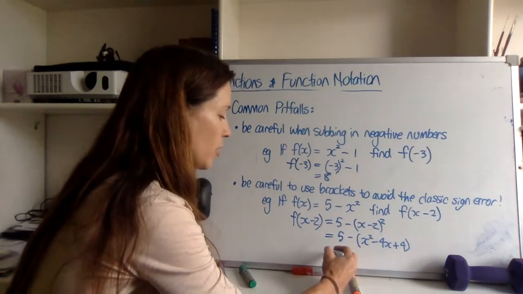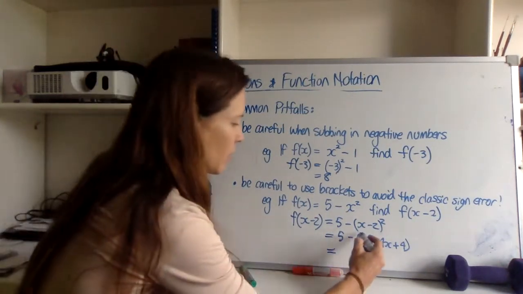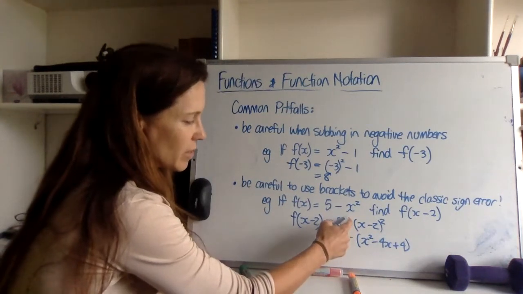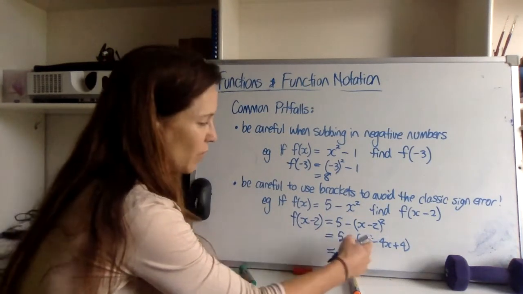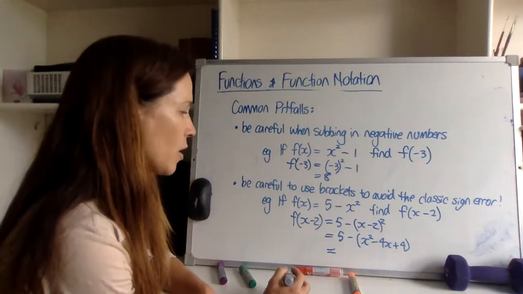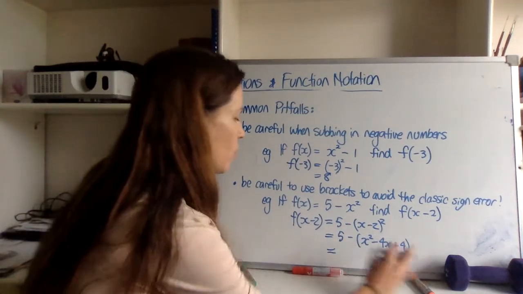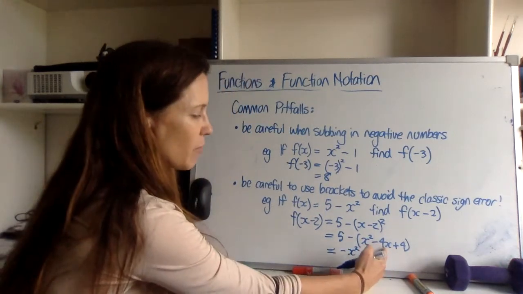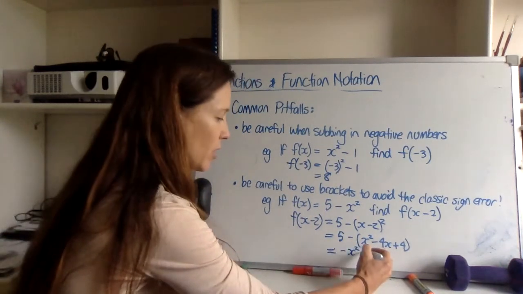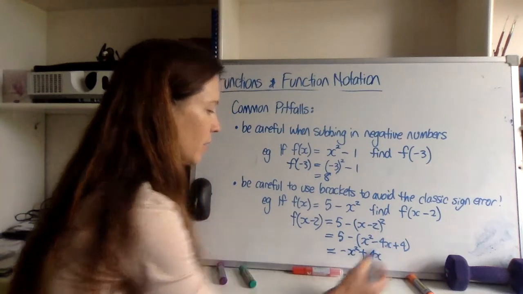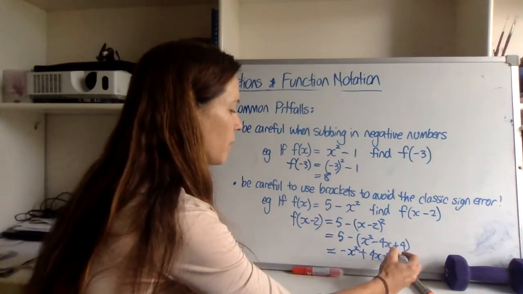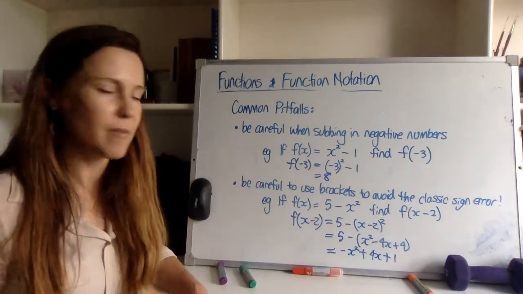Now at this point you can do some things in your head. I think this line is important so that you don't make the classic sign error, because this negative here is going to affect everything in there. So if we look at the x squareds first, we've got negative x squared. This negative 4x is multiplied by negative 1, so it's actually a plus 4x. And then we've got 5 minus 4, which is 1. So that's the correct answer there.